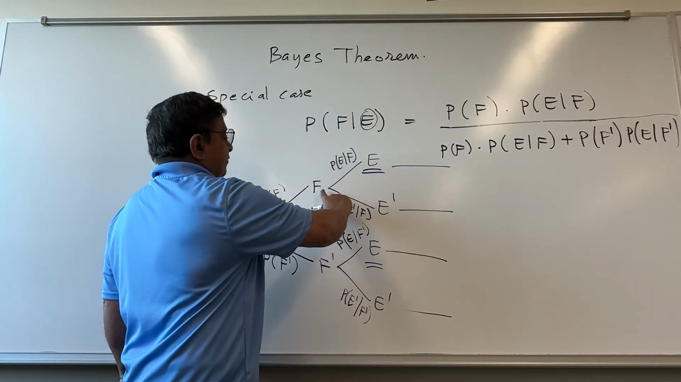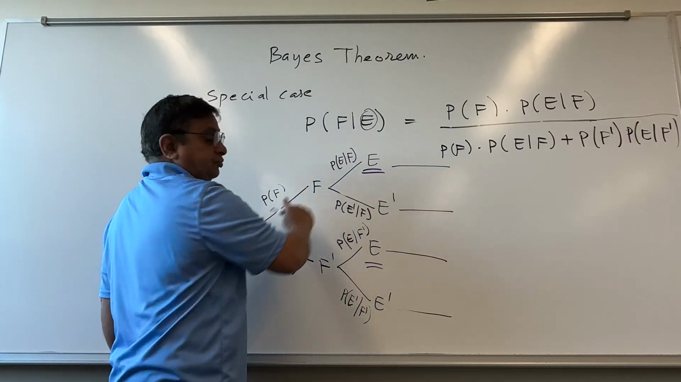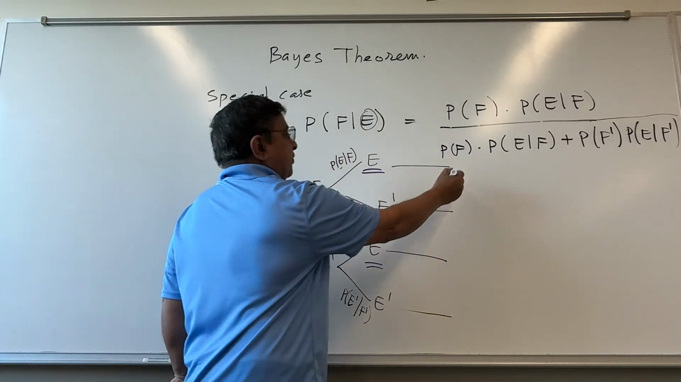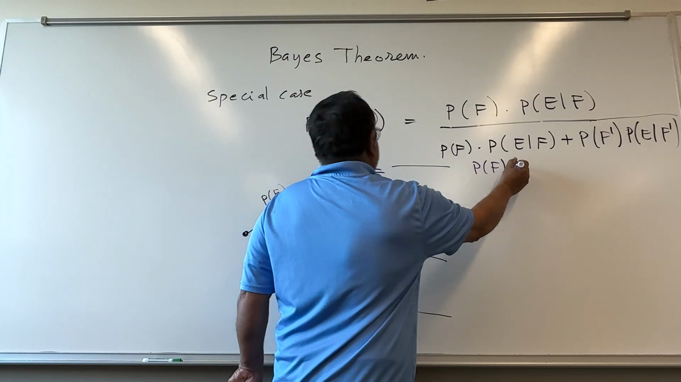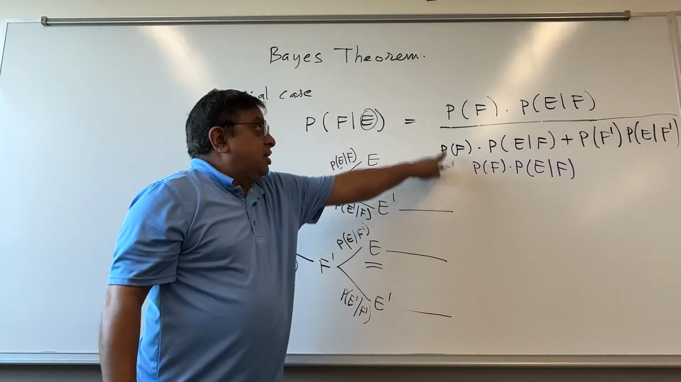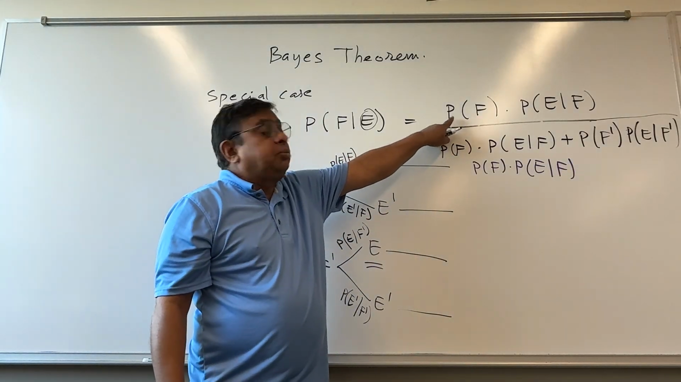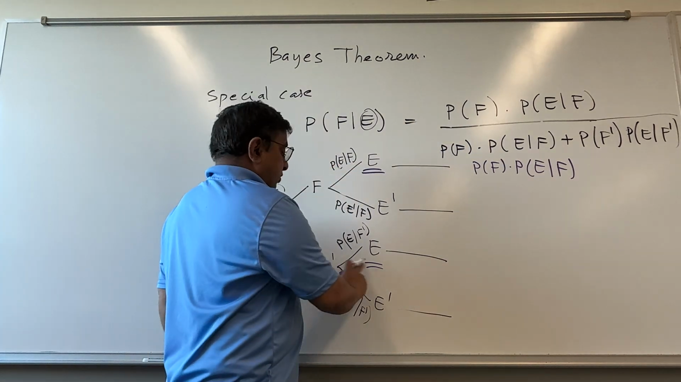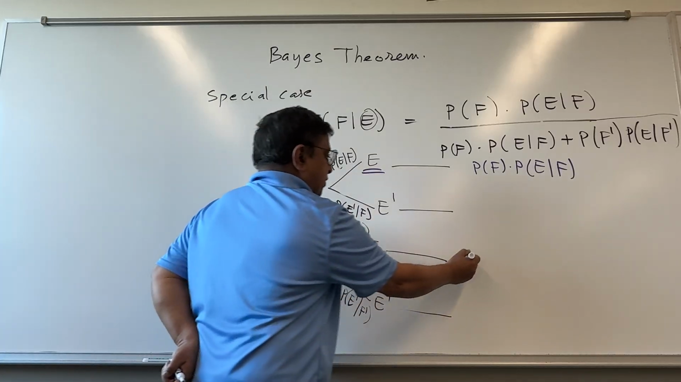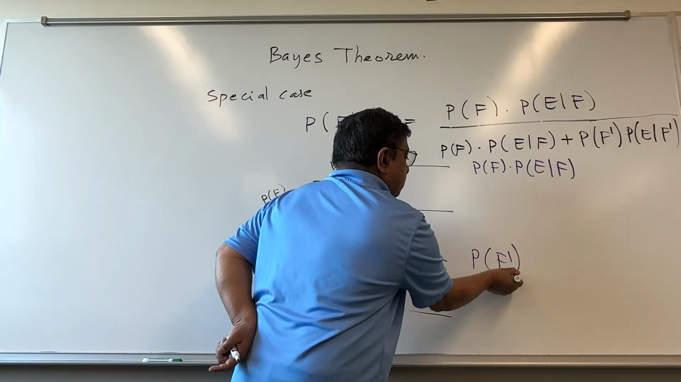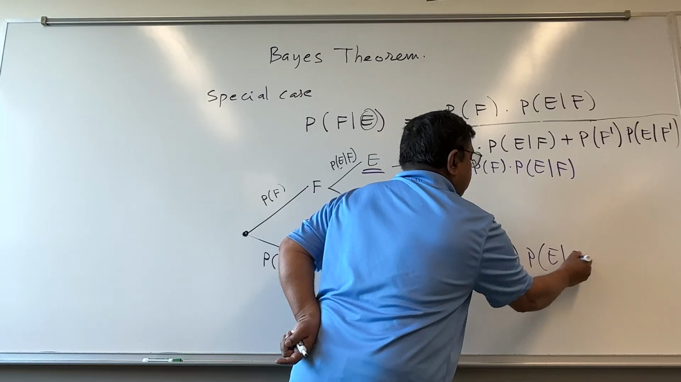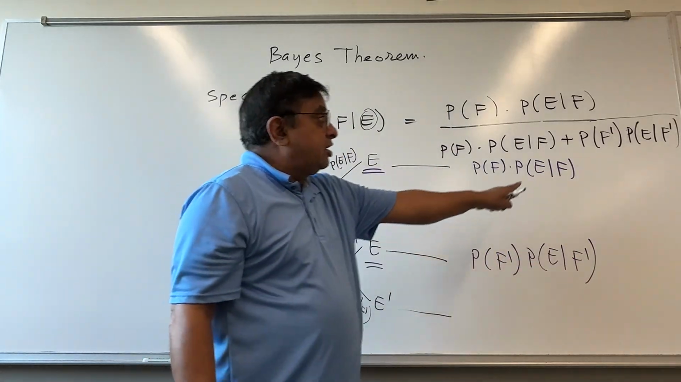So what's the probability of this branch here? And if you want to compute the probability, you got to multiply these two. So this is P of F times P of E given F. Notice that that's the top product here. Now if I look at the other branch that ends in E and compute the probabilities, that is P of F prime times P of E given F prime. And you see that that's the second term in the bottom.